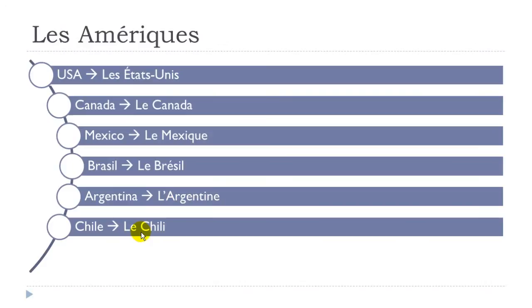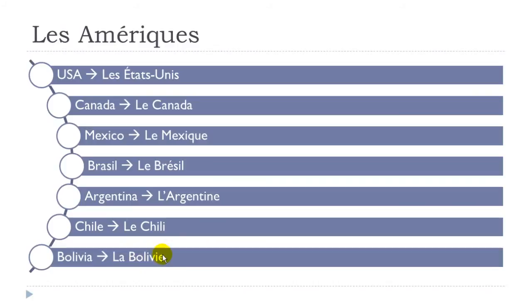Le Chili. Okay, remember, C-H, sh. Chili, le Chili. La Bolivie. Okay, final E, not pronounced. La Bolivie. Alright, so I assume everything is clear. We can repeat them one more time. Les États-Unis, le Canada, le Mexique, le Brésil, l'Argentine, le Chili, la Bolivie. Okay?